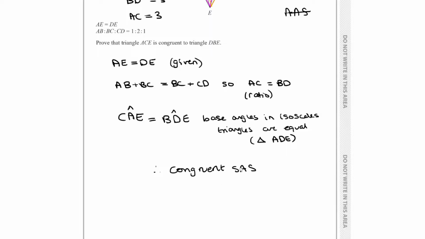You don't have to write it out literally as side angle side. As long as you put the acronym, you do have to write that though. Okay, so there's three things there that are the same for different reasons, and therefore it was congruent because of the side angle side rule. And that one was 3 marks.